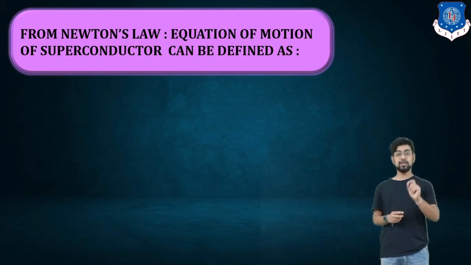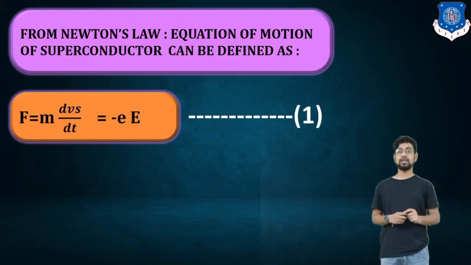Okay, so when we note that, what would be happening? The electric field is applied and the carrier would be moving in the opposite direction, right? So we can define the force acting on that carrier as mass times acceleration. Now, instead of acceleration we write dvs/dt, where vs is the velocity of the superconductor carriers. That can also be written as force equals minus e times the electric field applied.